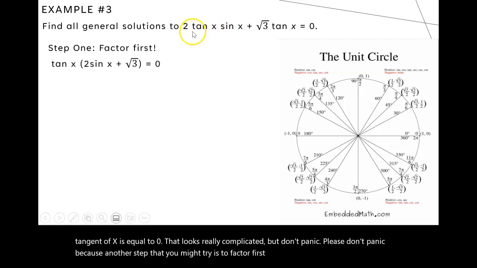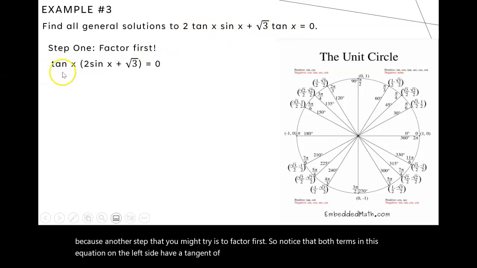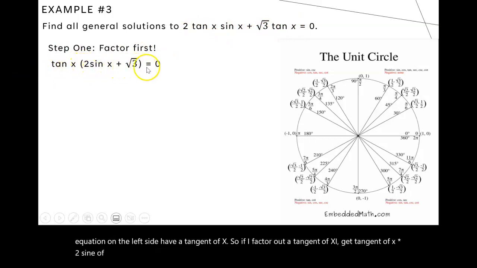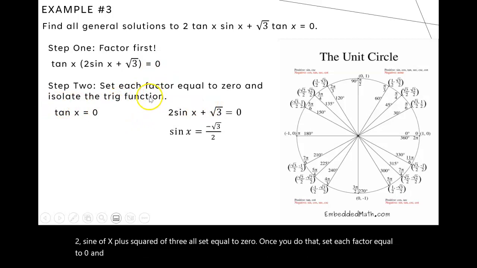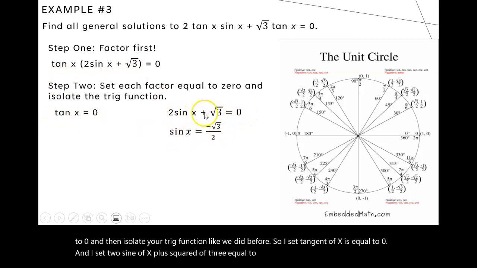Notice that both terms on the left side of this equation have a tangent of x. So if I factor out a tangent of x, I get tangent of x times 2 sine of x plus square root of 3, all set equal to 0. Once you do that, set each factor equal to 0, and then isolate your trig function like we did before. So I set tangent of x equal to 0, and I set 2 sine of x plus square root of 3 equal to 0. And if I solve for sine of x, I get sine of x is equal to negative root 3 over 2.